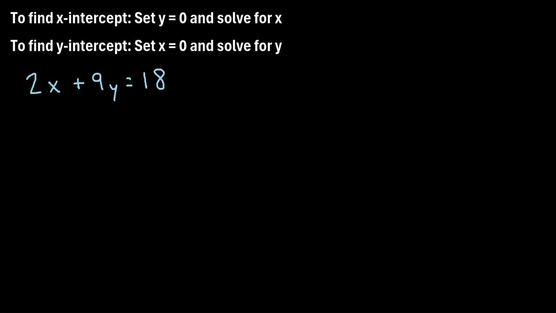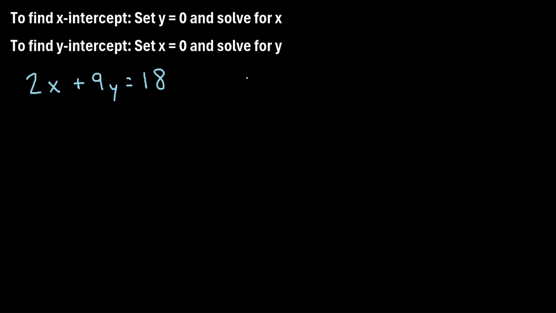In this video, we will talk about how to find the x and y intercepts of a linear equation. So here are the two rules we need to remember. To find the x-intercept of a linear equation, we set y equal to 0 and we solve for x. To find the y-intercept, we do the opposite. We set x equal to 0 and we solve for y.